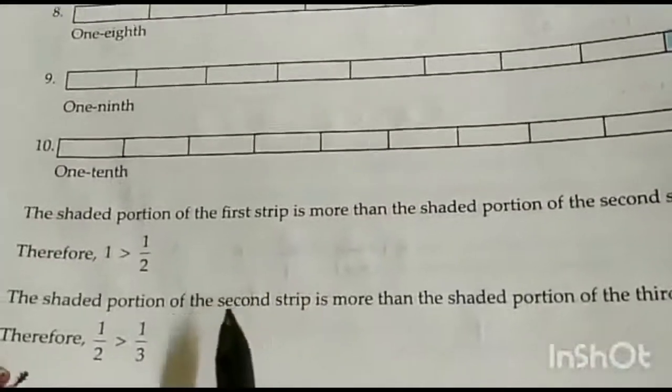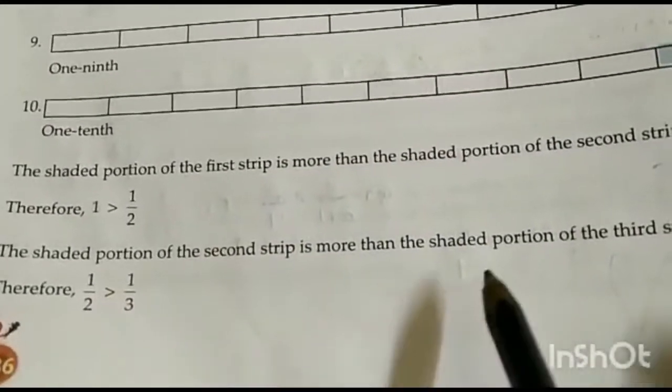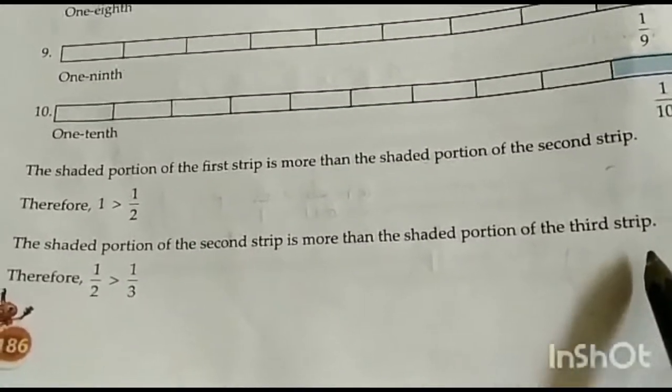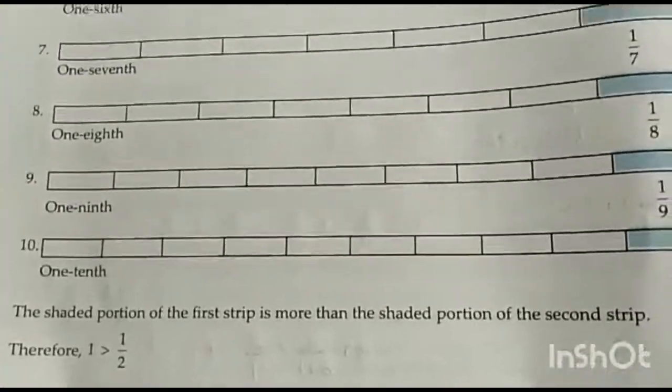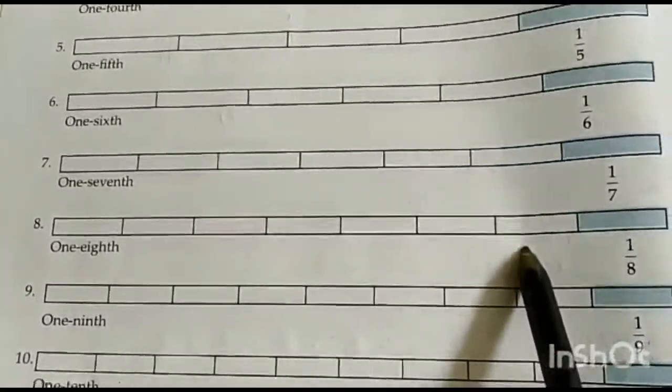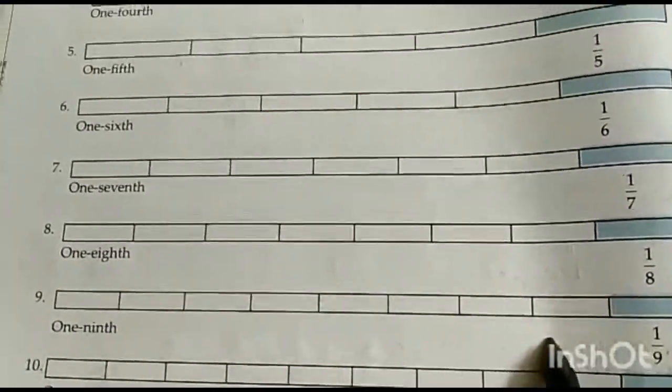Now if you observe here, the shaded portion of the second stripe is more than the shaded portion of the third stripe. Therefore 1 by 2 is greater than 1 by 3. 1 by 6 is greater than 1 by 7. 1 by 8 is greater than 1 by 9.